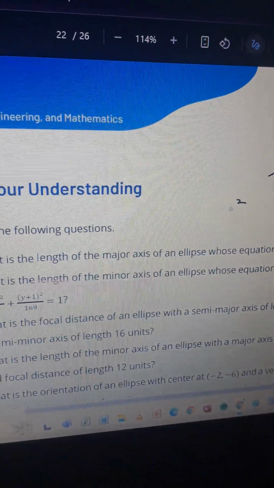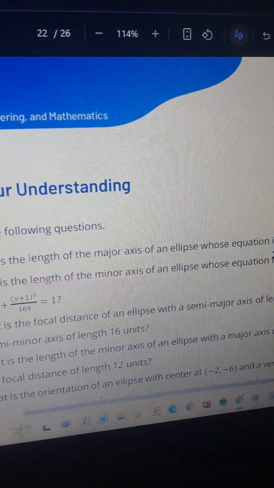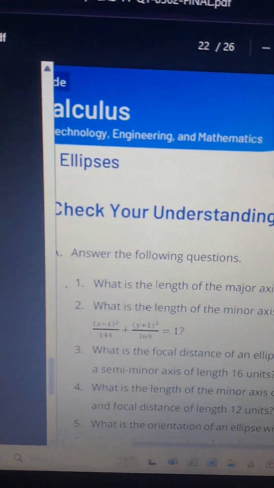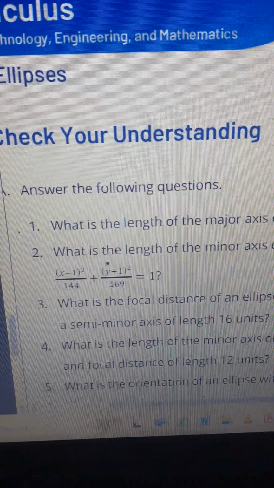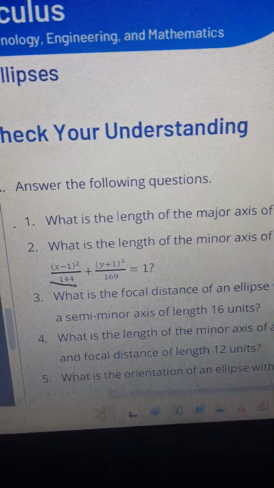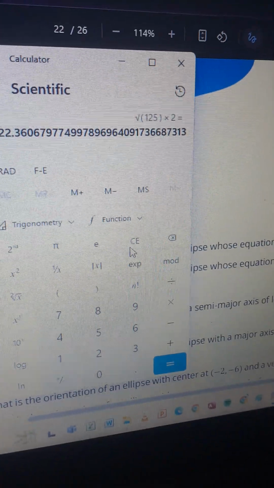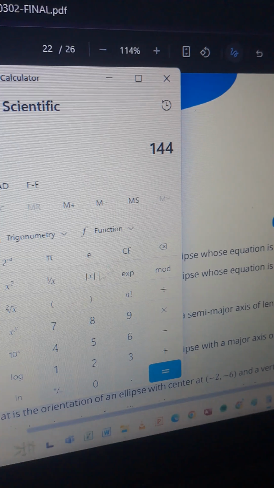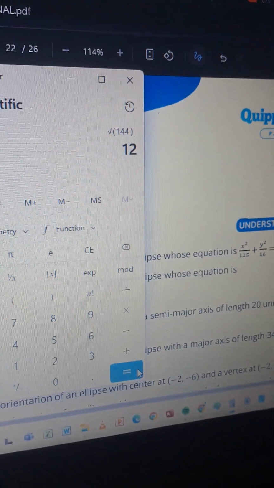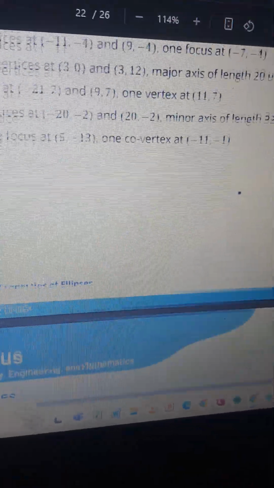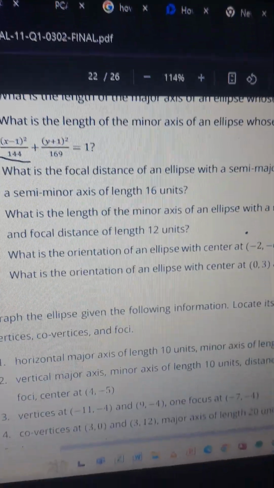Same thing naman diri sa number 2. Instead of looking for major though, it's looking for minor. So you're looking for the smaller value. So you're gonna look here. 144, 169, which one's smaller? Obviously 144. You're gonna do the same thing, which is basically grabbing 144, then square rooting it, and then multiplying it with 2, and that is your value for your minor axis. And that's for test A. Well, the next video will show test B. Thank you.